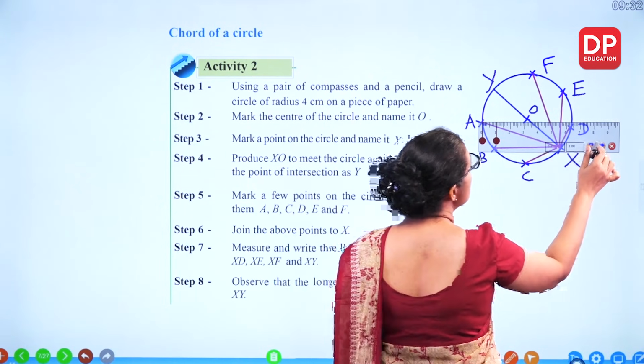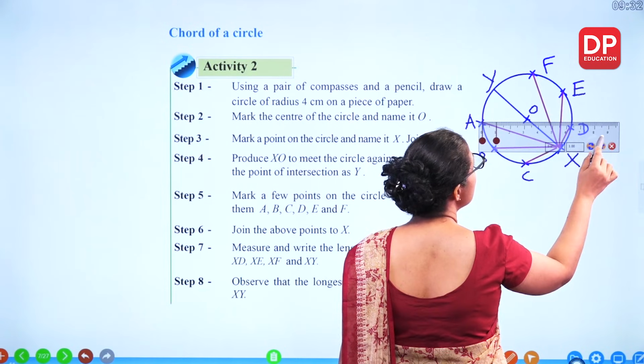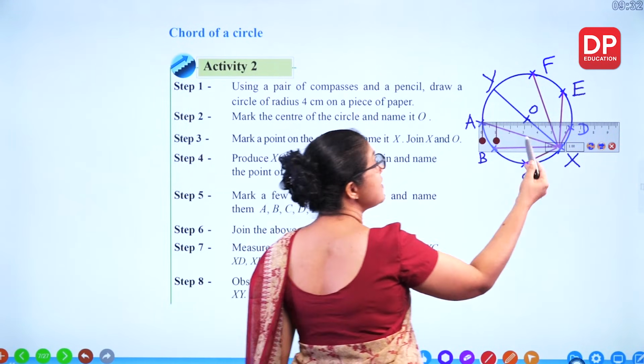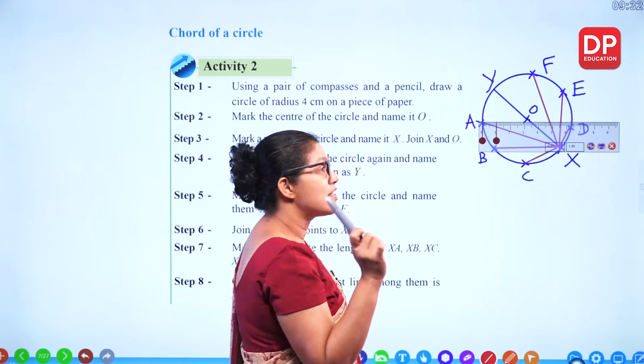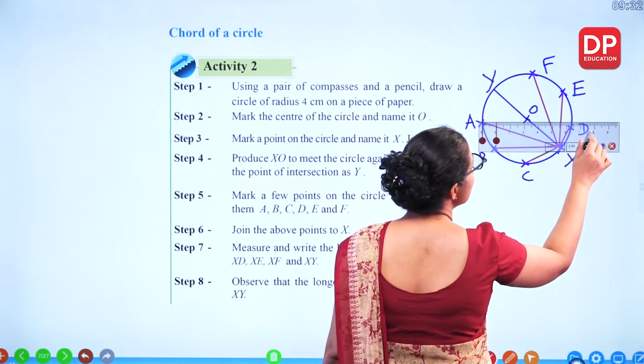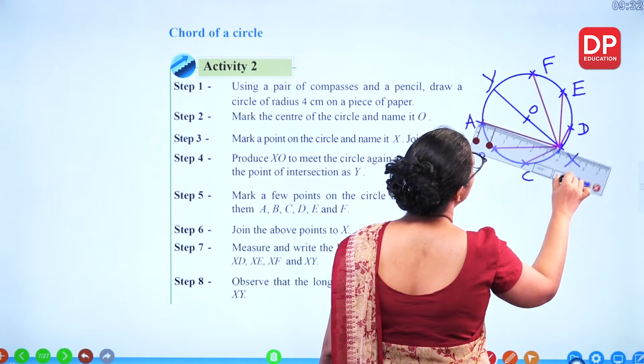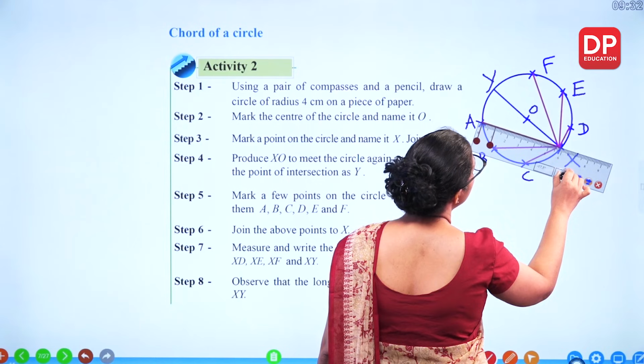My measurements are different because I took random points and I didn't take a 4 centimeter radius. So you can draw a proper one.